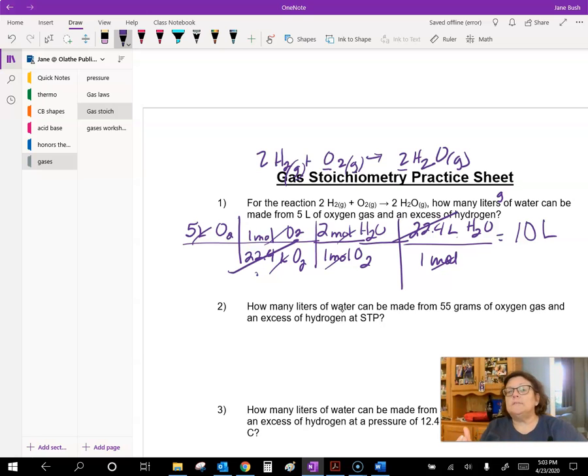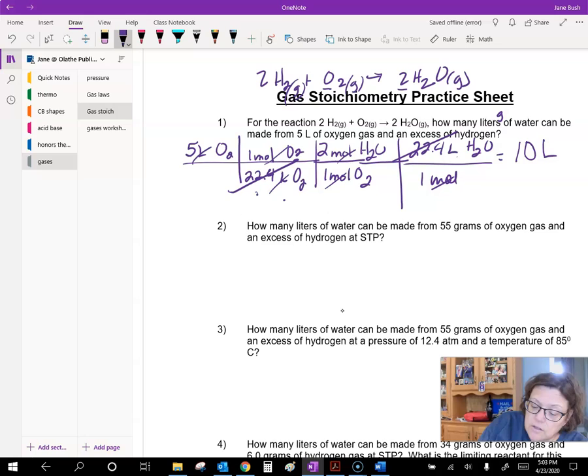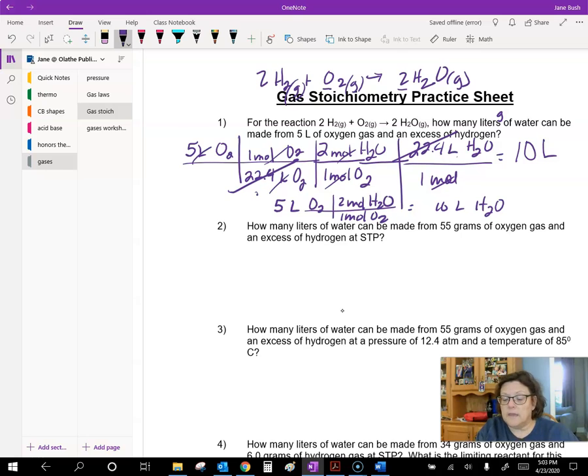No. If you're working at STP, and if you're working with gases, you're calculating the volume of a gas from the volume of a gas. Both ends of your problem are volumes of a gas. You can just skip that step. It's just amazing. You can go 5 liters of oxygen times the mole ratio and you get 10 liters of water. Same thing. If I plug this all into the calculator, same story.